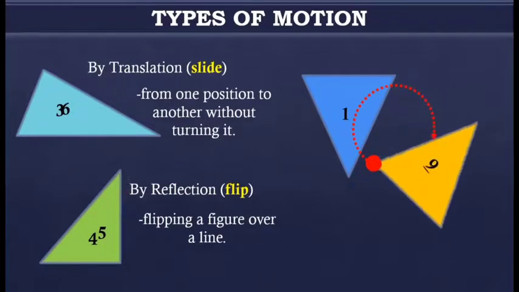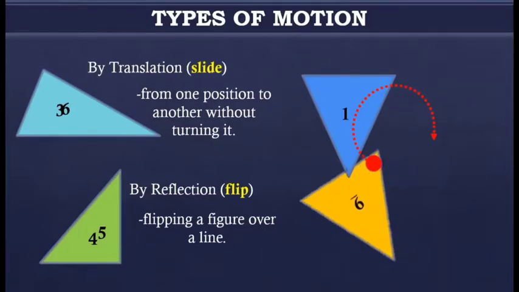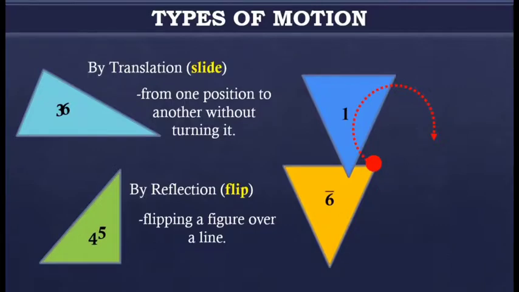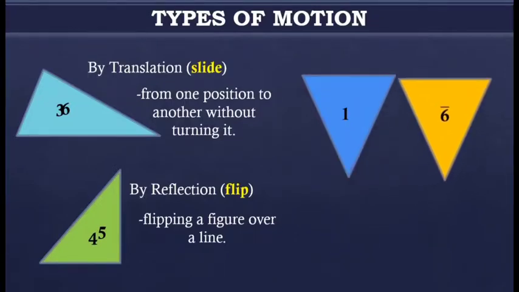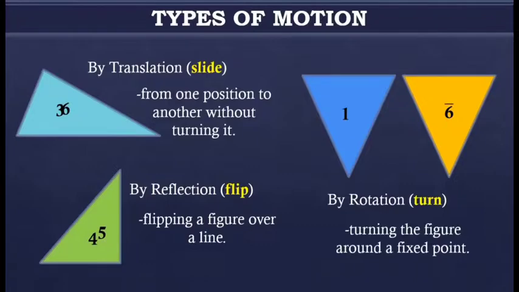And next, as you can see, it is moving from a fixed point. So, this is by rotation. This is where we are turning the figure around a fixed point.